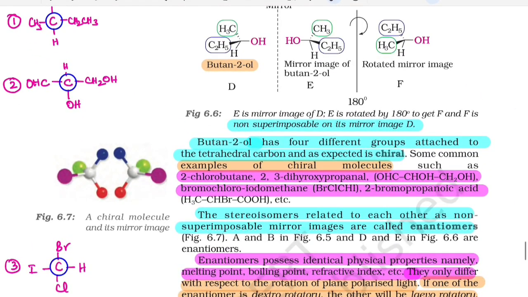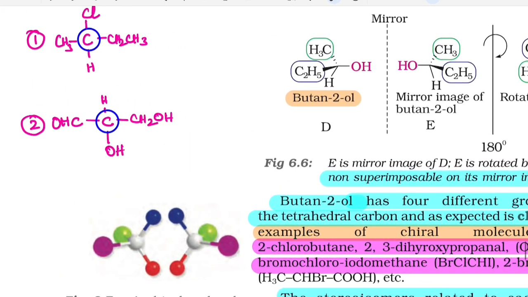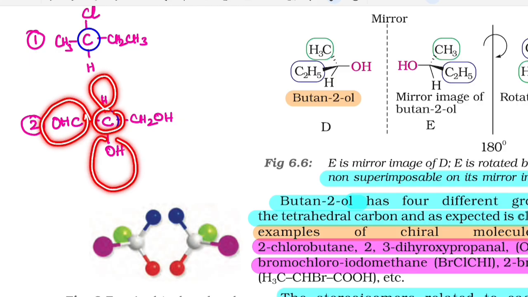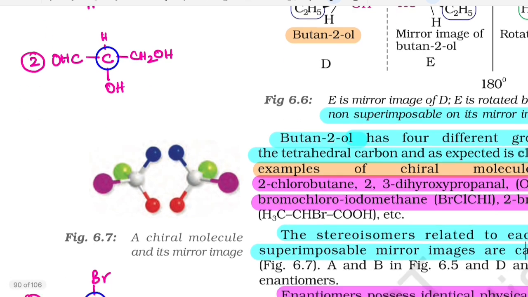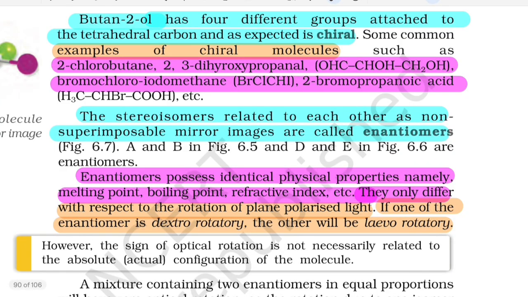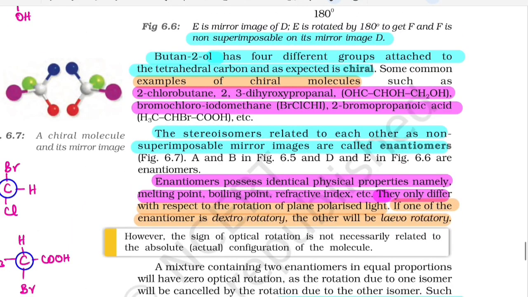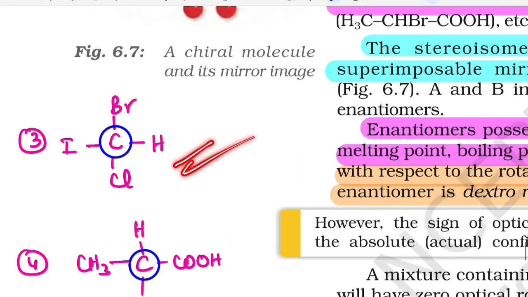Second example, what is given? 2,3-dihydroxypropanal. So this is the structure. Check whether it is optically active. This is the carbon, hydrogen, then aldehyde, OH, CH2OH. All the 4 groups are different. So this is also optically active. Third example. Here, bromochloroiodomethane. So this is the third example.